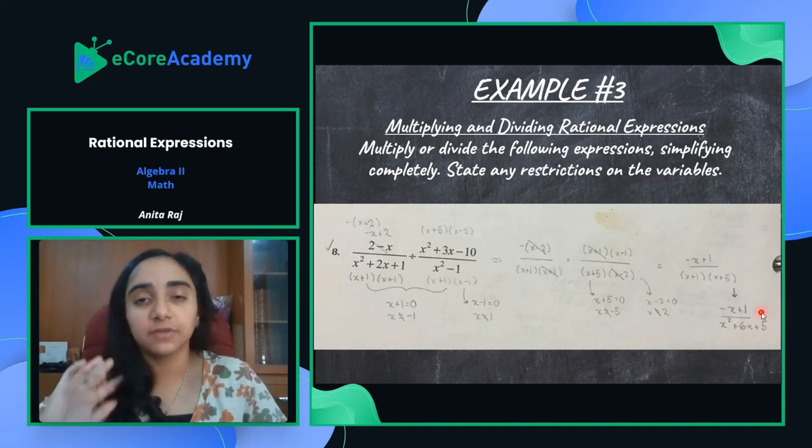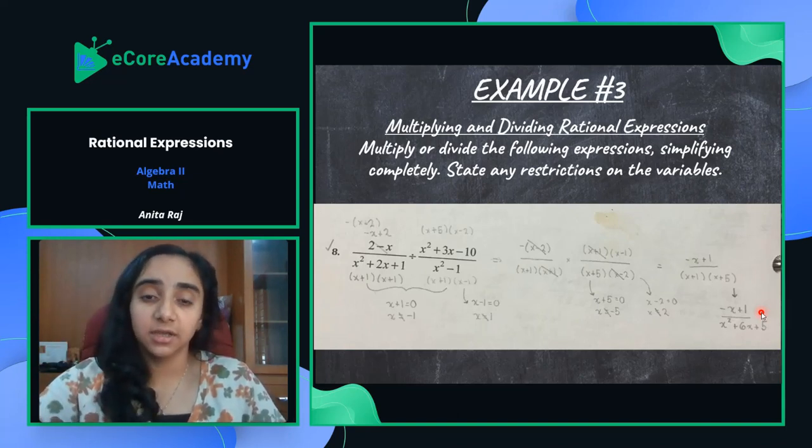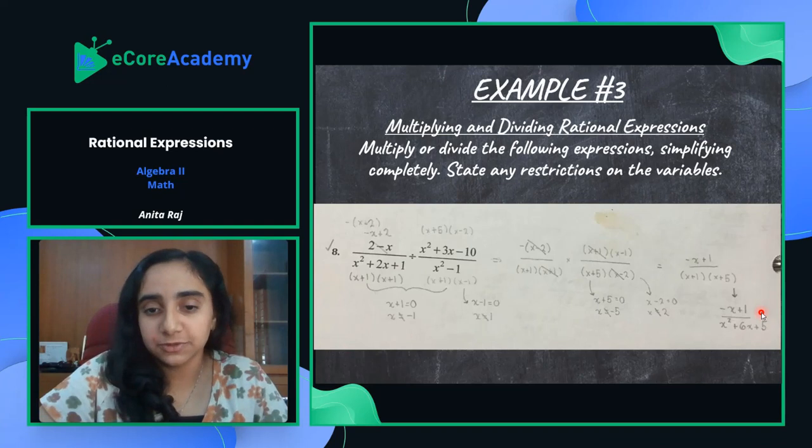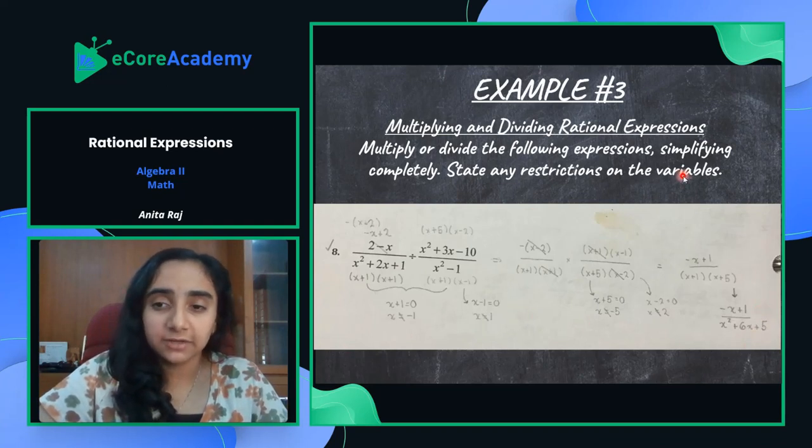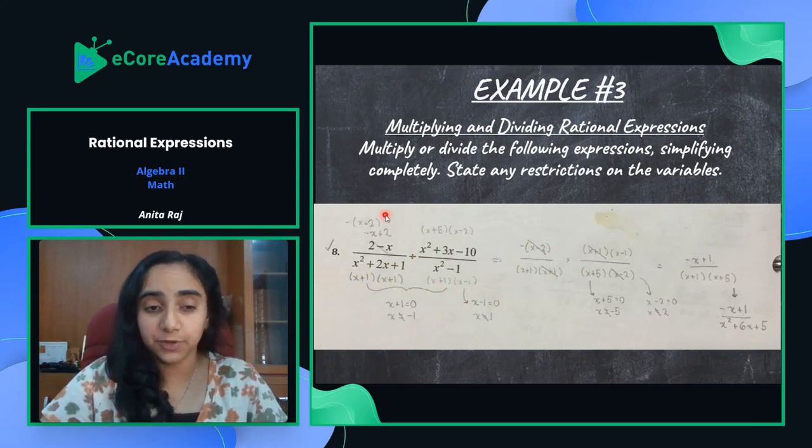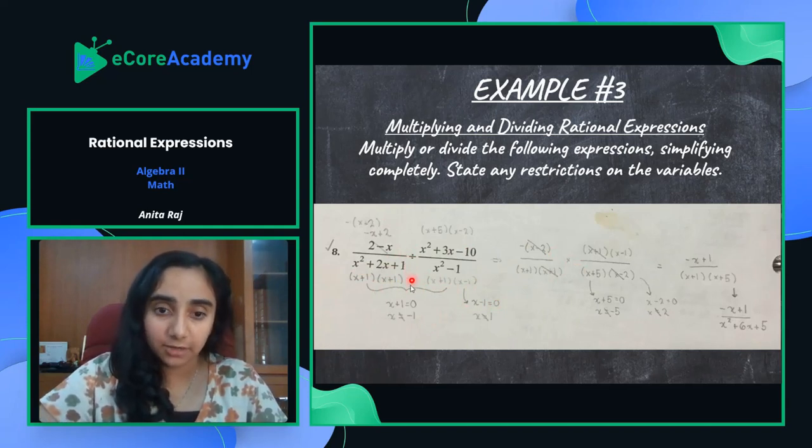So not only did you simplify the rational expression, but you actually did an operation, which was division. But don't forget to state any restrictions on the variables. And what we're going to do is go back to when we first completely factored the numerator and denominator. We're going to look at our denominators, and here we have x plus 1 and x plus 1. So we're going to set x plus 1 equal to 0, and we see x cannot be equal to negative 1, or else the denominator will be equal to 0.